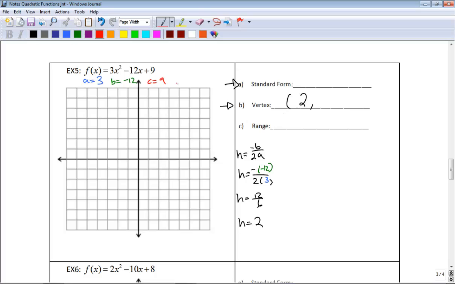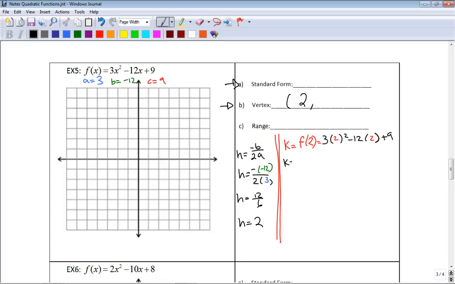Well, now we need to find K. Well, K is always going to be the function's value at H. So the function's value at H. Well, what does that mean to do? Everywhere there's an X in the original function, instead of writing X, I write 2. So we say 3 times 2 squared minus 12. Again, instead of X, I'm going to write 2 and then plus 9. So again, everywhere there was an X in my f of X, I replace it with 2.